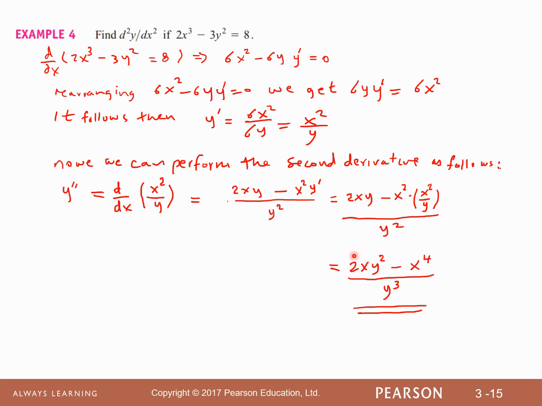So 2xy squared, and this y will be disappearing and we'll have x squared times x squared, which gives us minus x to the power 4. And when we multiply the denominator also by y, we will get y cubed. And that's the answer.